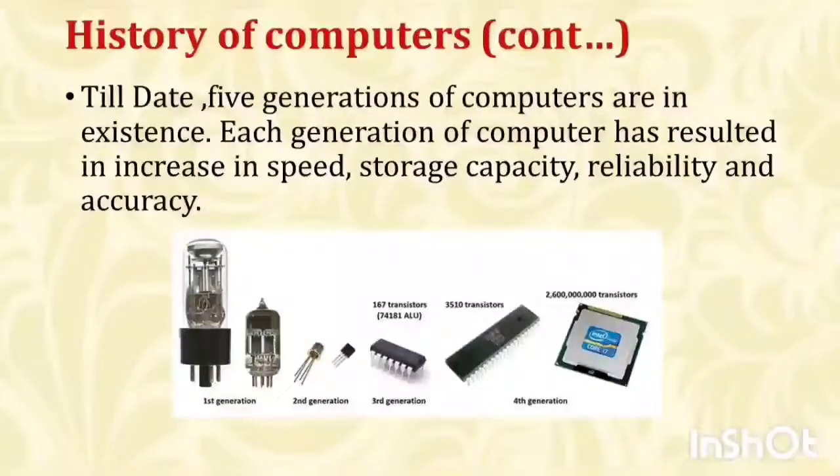So till now we have 5 generations of computers in existence, and each generation had some improvement, the next level of improvement. Speed, storage capacity, reliability and accuracy were improved in each and every generation. So now we are in the 5th generation. The modern computers are here. We are using laptops, tablets and desktops with high speed. Initially how it was, and now there is a lot of change. Great improvement is there. So this is all about the history of the computer.